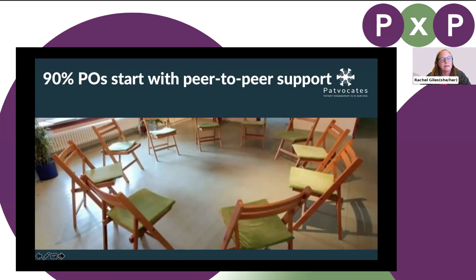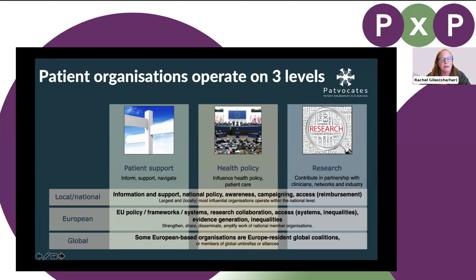So patient organizations also function at three different levels. They work at the local and national level, and they can do that in a patient peer-to-peer support system. They can do that in local health policy, for example, on hospital boards, or in research at their local clinic or in national research questions and so forth. Likewise, they work at the European level. At least I'm based in Europe, so I'm using this as an example, but it can be any regional aspect and globally.